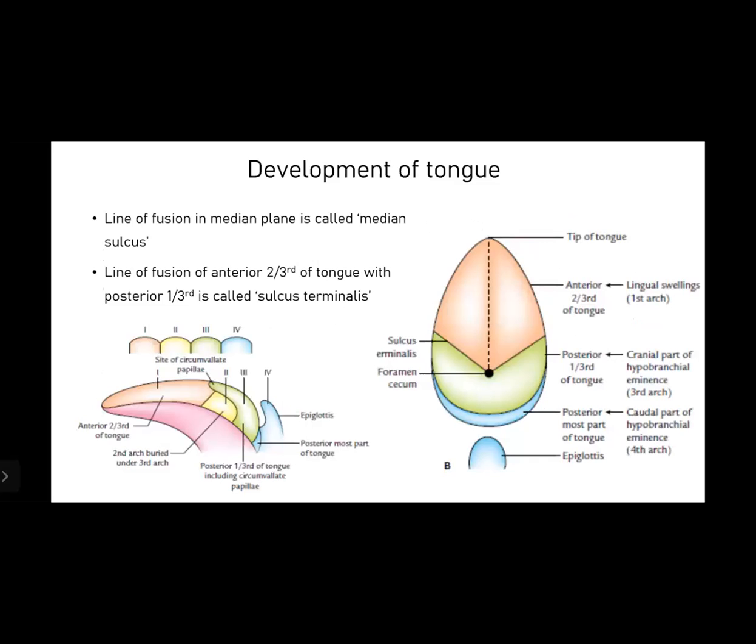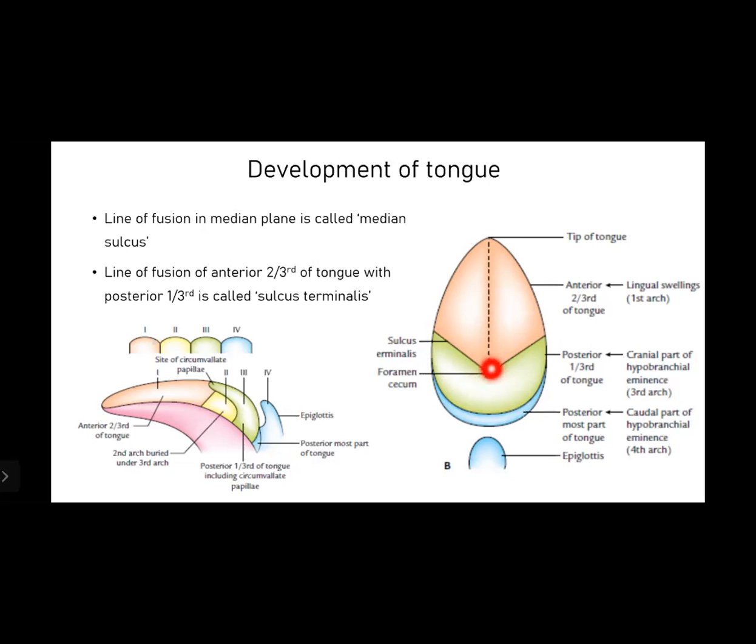So this is with the tongue almost complete. Like I told you, the lateral lingual swellings have now grown and they have fused together in the midline. This line of fusion is referred to as the median sulcus. You can see that the median sulcus is there, and the anterior two thirds and the posterior third of the tongue also fuse together. This is the caudal part of the hypobranchial eminence. They fuse together to form what we call the sulcus terminalis.